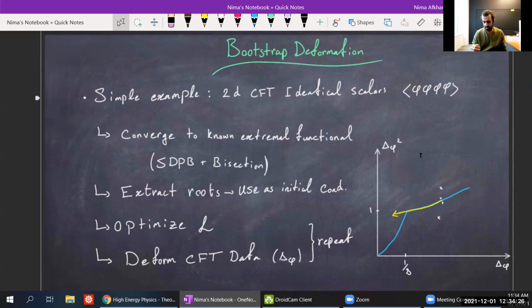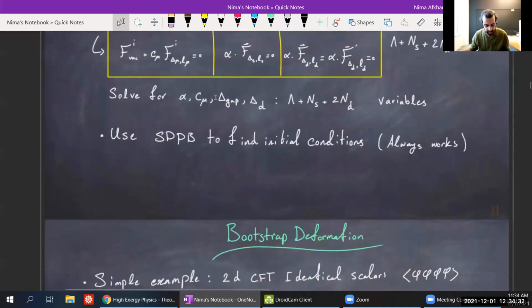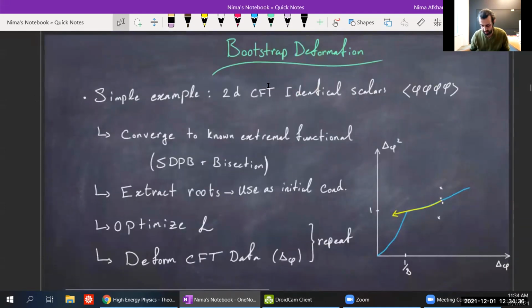I should say, you don't really need to land directly on this extremal functional. If you recall, the delta gap for me is one of the parameters that I'm varying. So I don't need to get that close. Once I'm close enough, optimizing this thing will automatically optimize the delta gap also.